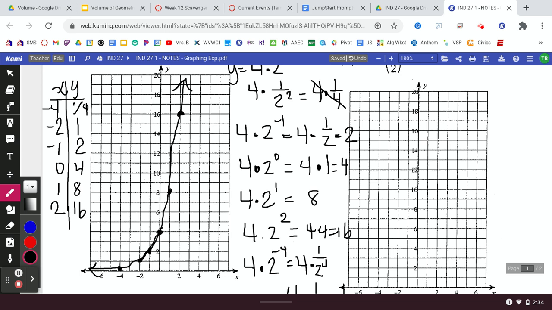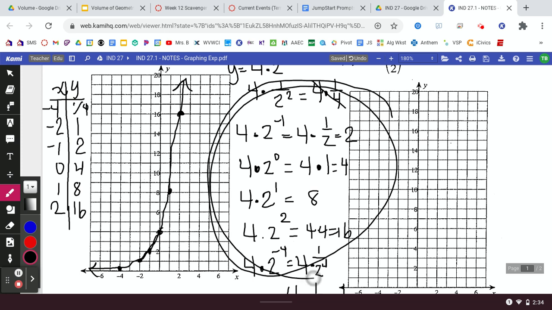Any questions on that one? This right here, I'm going to circle it because I'm going to erase it here in a second anyway. All of this work right here, okay? I know it's very tempting to do it in your head. Please write it out like I do.